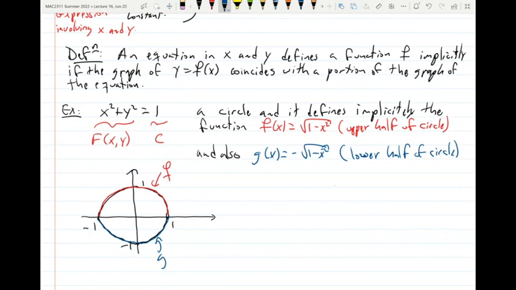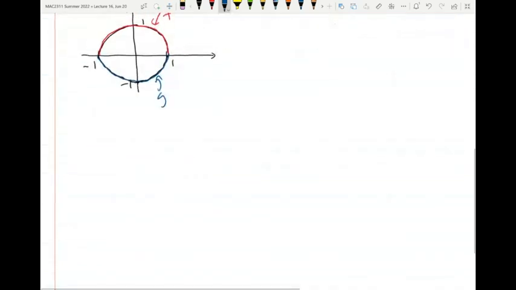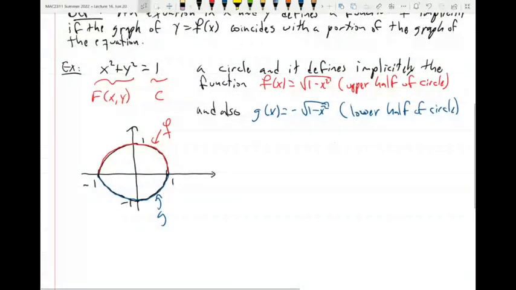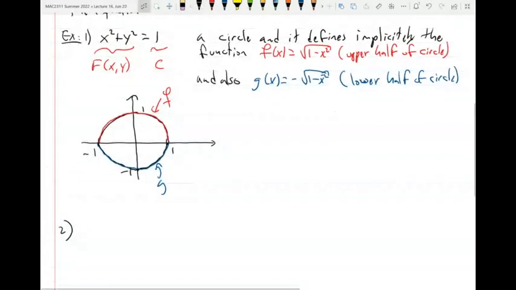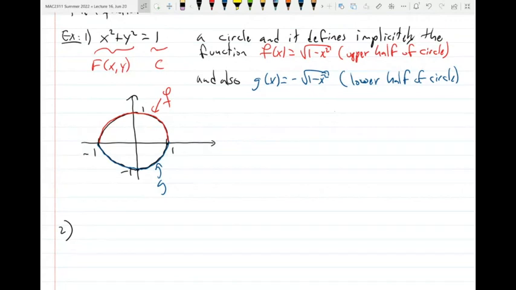Questions? Do you understand this? Okay, so one example, then example number 2. By the way, you understand where those formulas are coming from, right? I'm getting those formulas by solving for y. And when you take the square root, that's the plus or minus that you obtain.